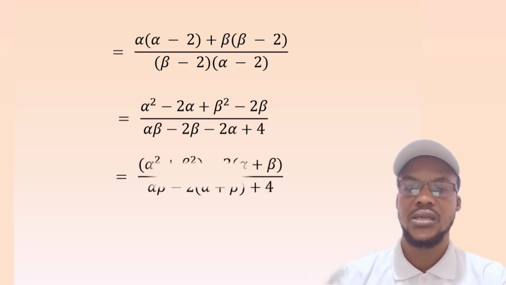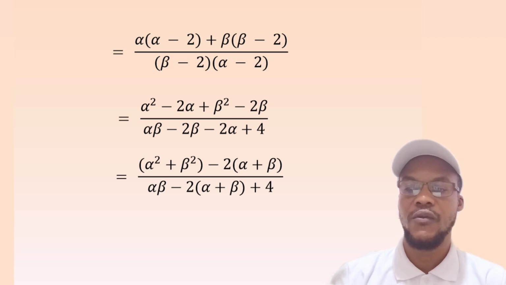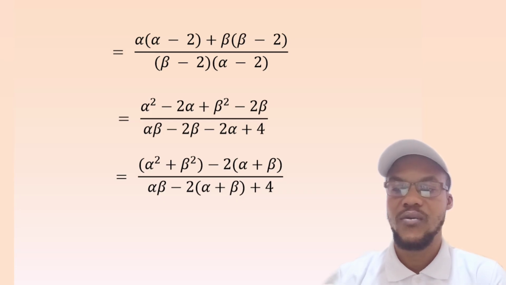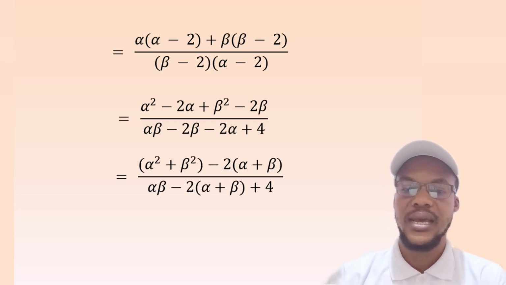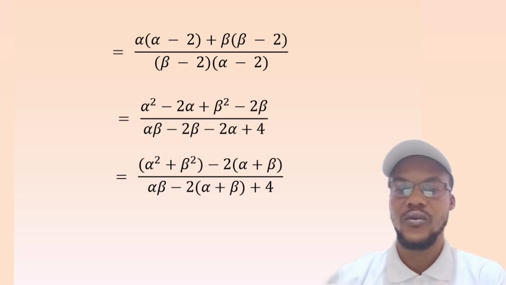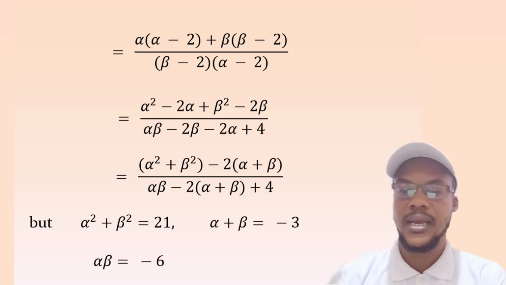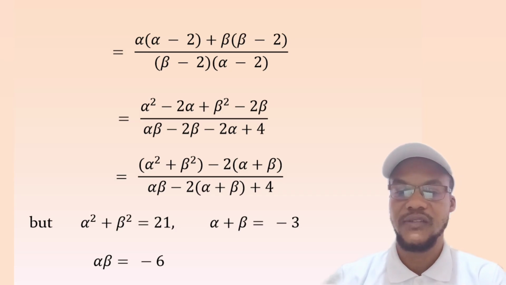Okay, so you can group some like terms. You know that we have alpha squared and beta squared, which was given in the question, so we group them, and then we also have alpha plus beta, so we group them, and then alpha beta, so that we can substitute our values and get our answer. As I said, you have alpha squared plus beta squared as 21 and alpha plus beta as negative 3, and now we calculated and got alpha beta as negative 6. So we just substitute these values, and then we are good to go.